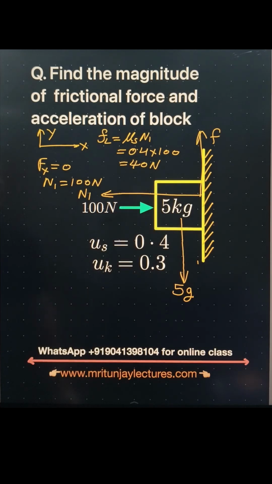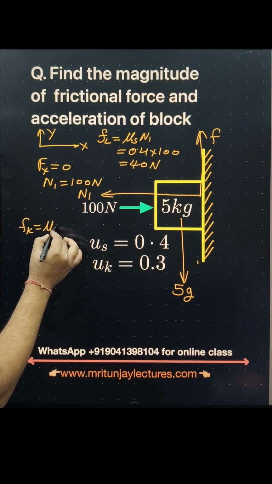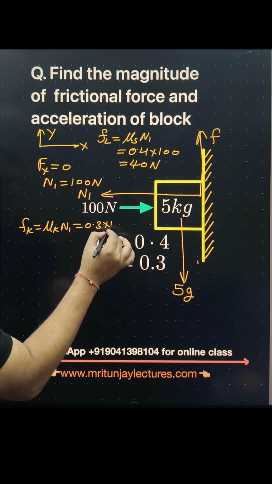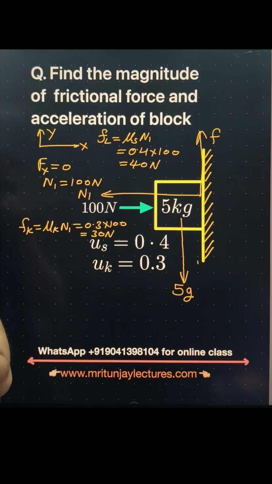Limiting frictional force is how much? 40 Newton. And what about kinetic frictional force? Fk will be equal to mu k into N1. So 0.3 into N1 is how much? Finally we got 30 Newton. Clear? So the kinetic frictional force is 30 Newton.